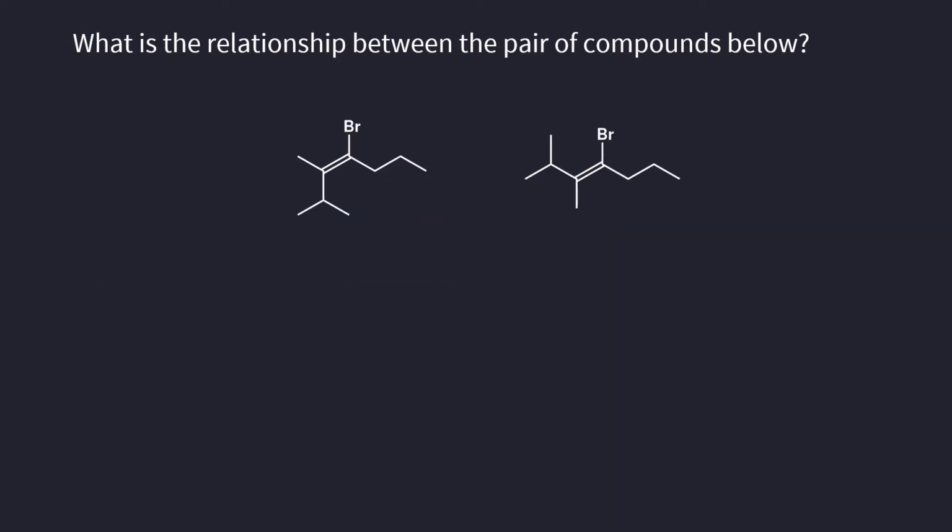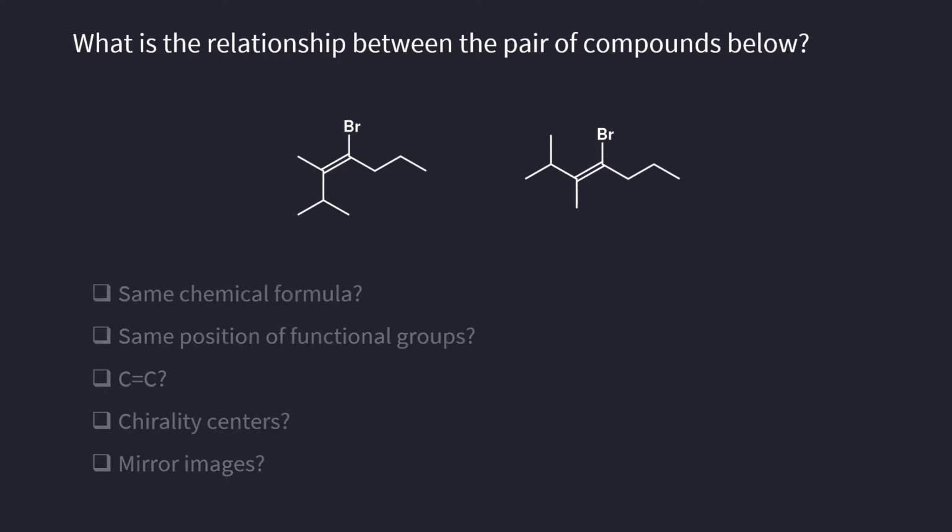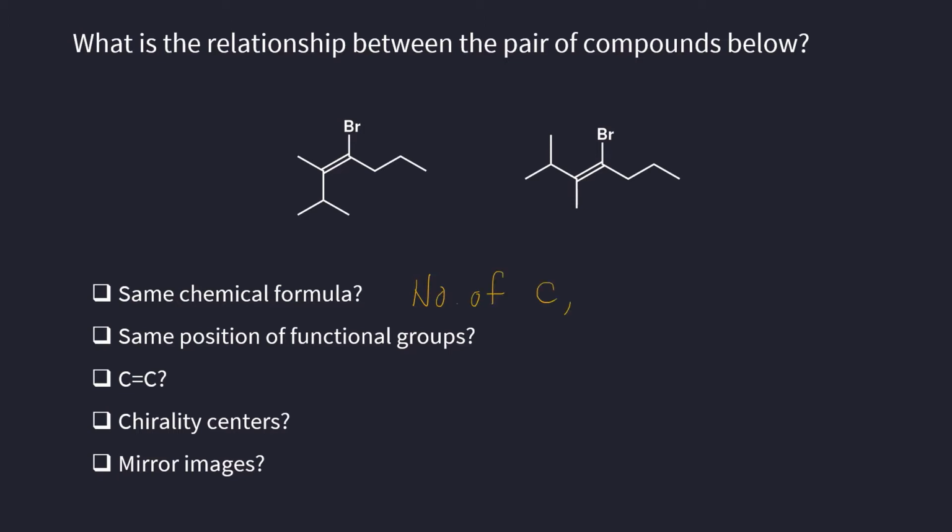Now on to the second question. What is the relationship between the pair of compounds below? Let's go through the list again. To check if they have the same chemical formula, I'll be using a shortcut. So all you have to do is determine the number of carbons, the types of functional groups present in the molecule, and the level of unsaturation. If the two compounds have the same number for each of the 3 criteria, then they have the same chemical formula.